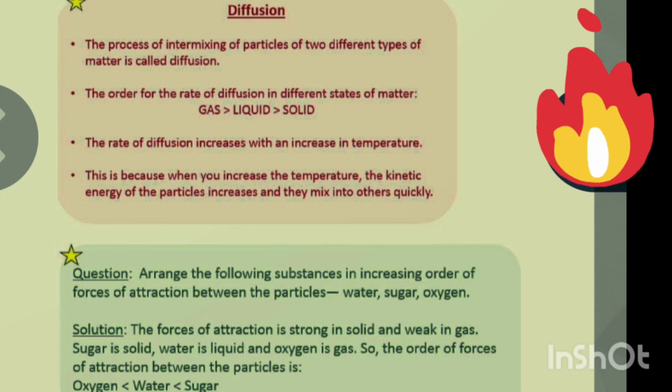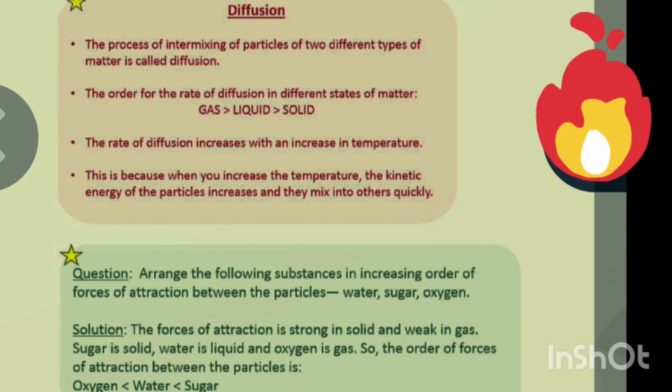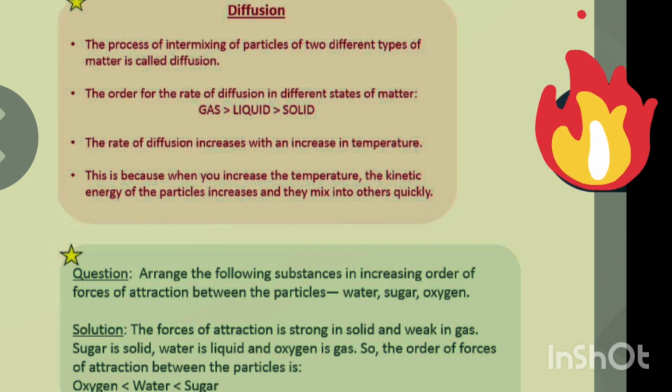The next important point is diffusion. What is diffusion? The process of intermixing of particles of two different types of matter is called diffusion.